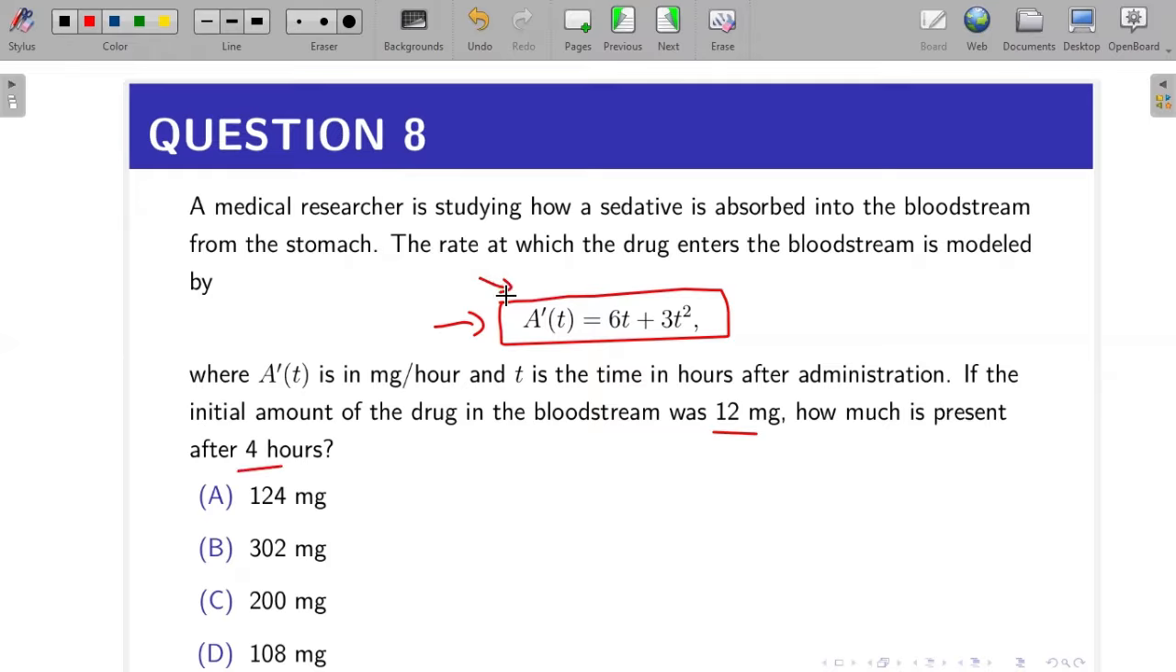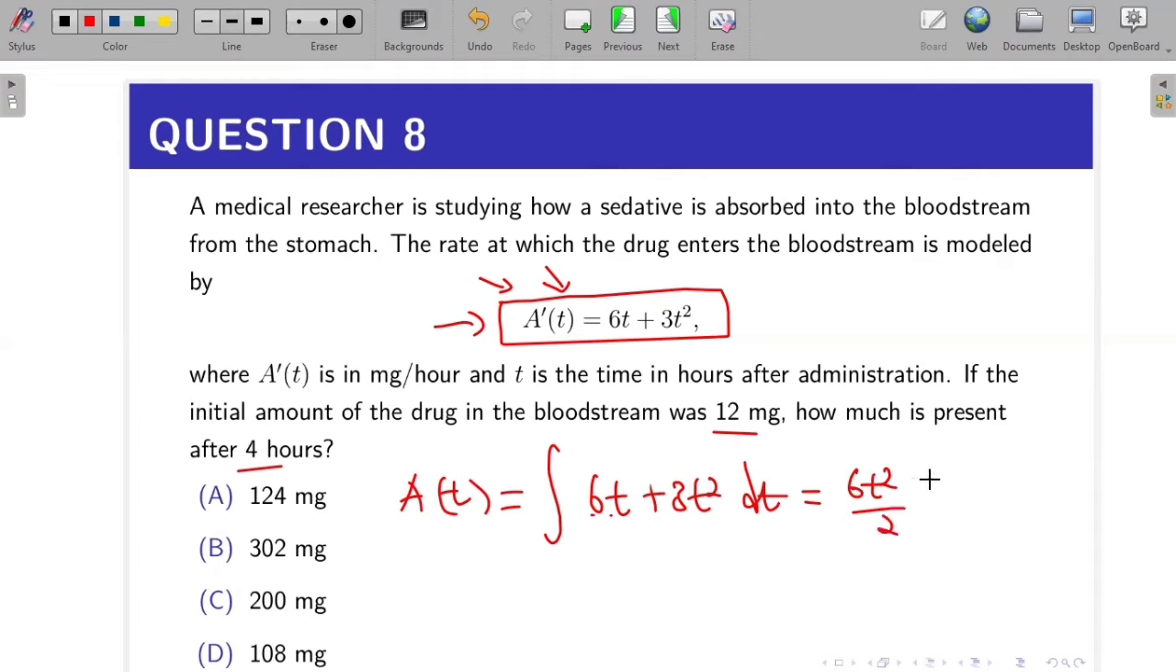So the equation here is for the rate. For us to find how much is present after 4 hours, we need to find the equation that describes the amount. This equation here describes the rate. So how do you find that equation, which will be indicated by A(t)? This equation is found by integrating this guy. So it will be the integral of 6t plus 3t squared dt. If I integrate this, it will be 6t squared over 2 plus 3t to the power 3 over 3, and then I put a constant of integration there, which is c.